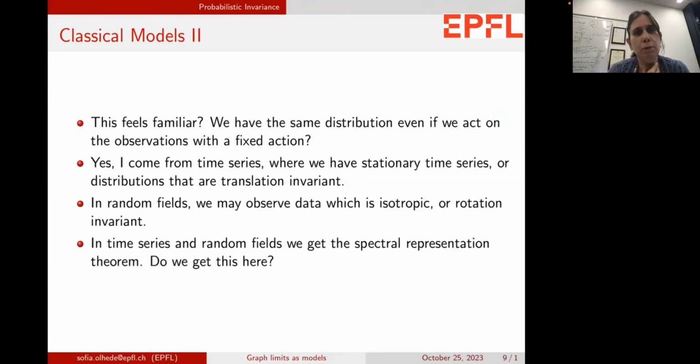We have the same distribution if we have observations with a fixed action. Well, people who've studied things in time series have the notion of stationarity, and instead of having permutation invariance, you get translation invariance. Again, the distribution is the same, irrespective of how you shift the whole set of observations. In random fields, we can have isotropic observations, and in both of these cases, we get spectral representation. We can rewrite things in terms of Fourier transforms, and you can then ask, what do we get here instead?